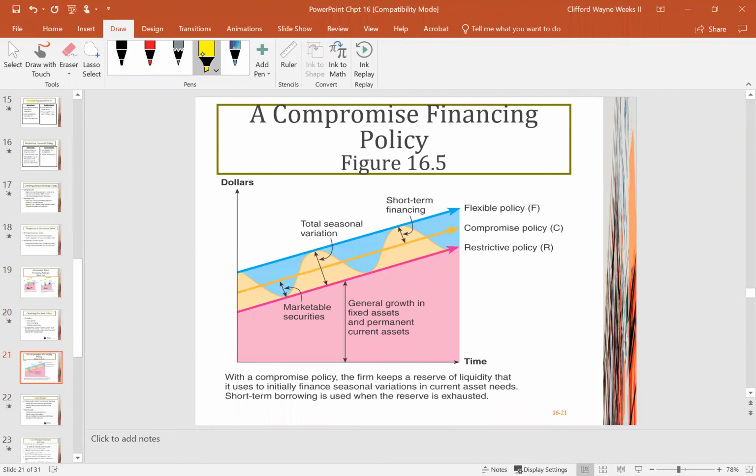And so this is the flexible, compromise, and restrictive policies. We're basically saying, in this case, the compromise is obviously between the flexible and the restrictive. And that can adjust up or down depending on the type of industry that you are in and utilize.